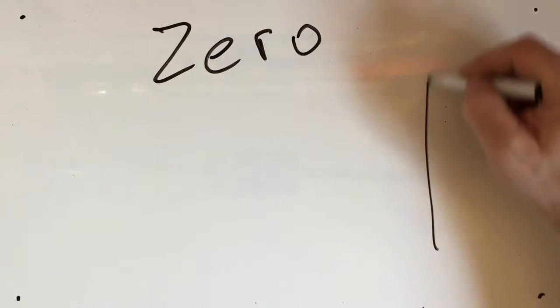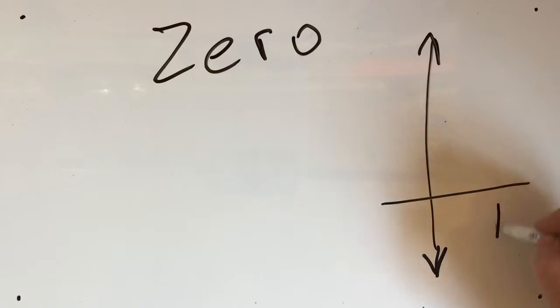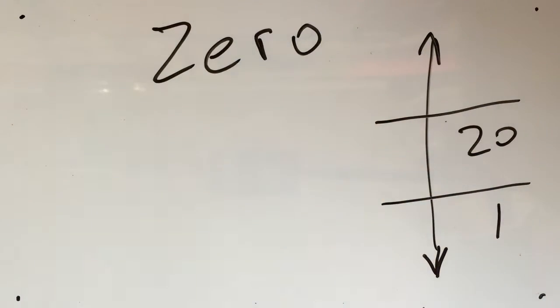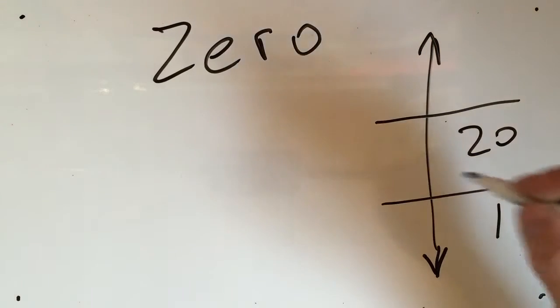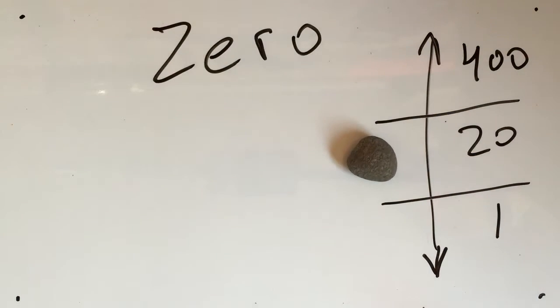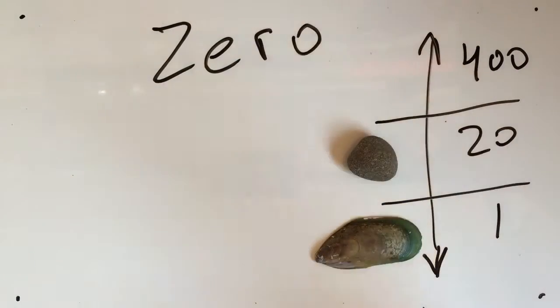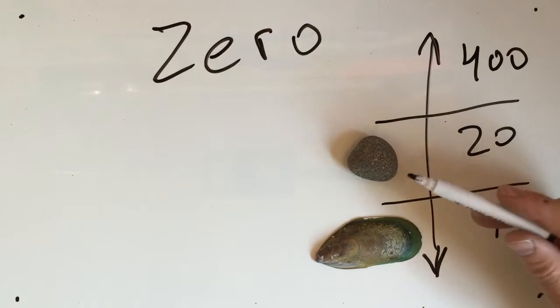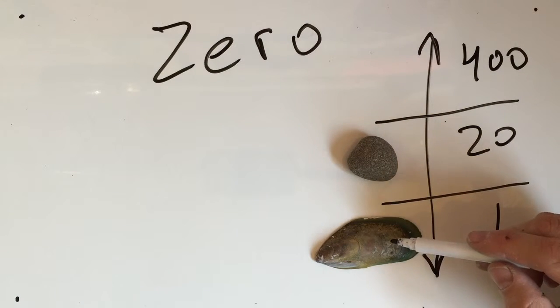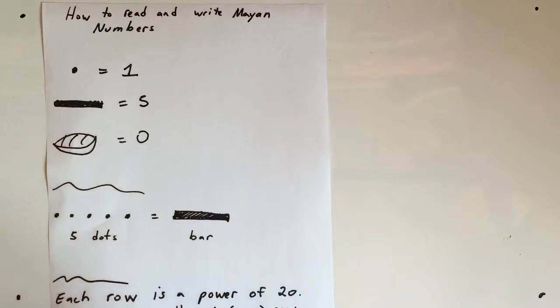And we know that they see their numbers vertically, where this would be in the ones place, this is the 20s place, because they work off of powers of 20, which is base 20. They would put a rock up here and then a 0 down here, which indicates 20. 1 rock or 1 dot times 20 is 20, plus 0 times 1 is 0. That would be how to read and write Mayan numbers.